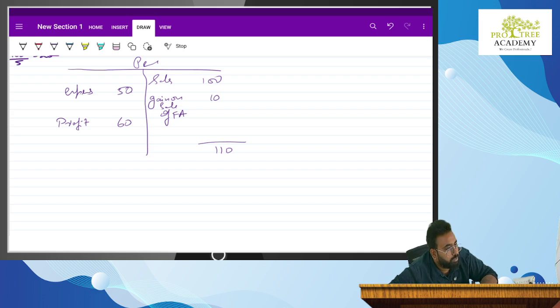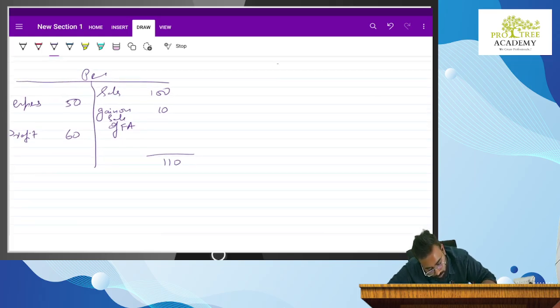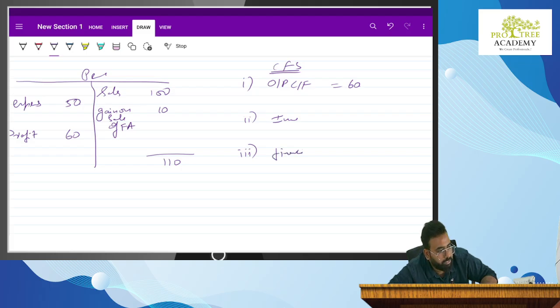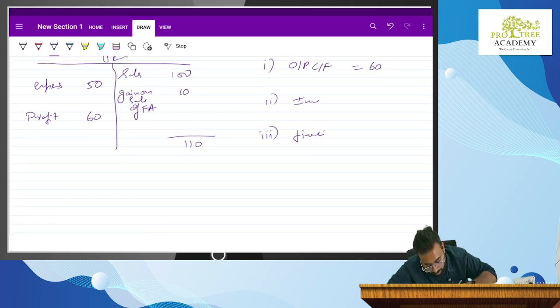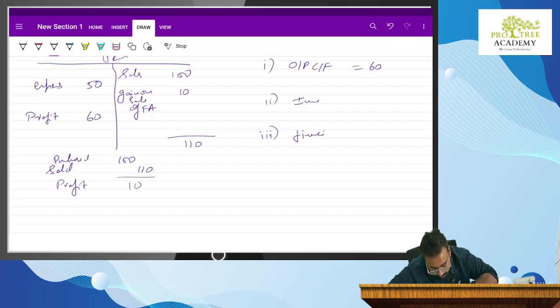Everyone is following? Now, sir, my question to you: when you are preparing the cash flow statement, first you do operating cash flow, correct? What is the net profit, sir? 60. Correct? Now there are three activities: operating, investing, financing. Let's assume we had purchased this fixed asset for 100. We have sold it for 110. That is where you are getting a profit of 10. Nothing but gain.